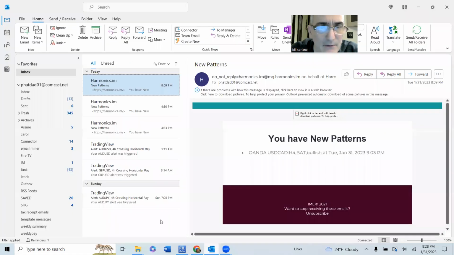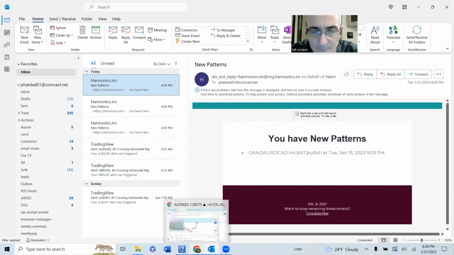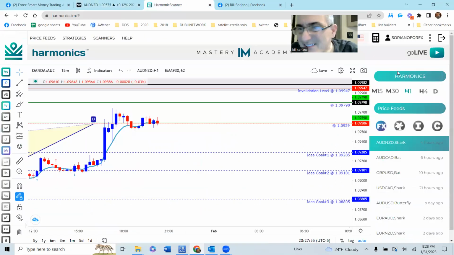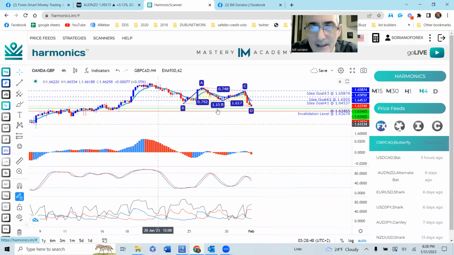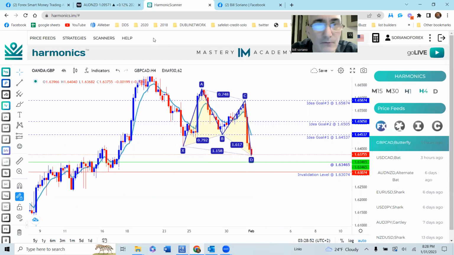Now, let's see what else we have here, right? We talked about UCAD. We didn't look at UCAD yet. So UCAD, we got a bullish harmonic on the 4-hour chart here. So let's see what this looks like. We look at the 4-hour scans. I don't know, UCAD wasn't the last one to come out. For some reason, I'm not getting notified about this GBP-CAD. So let's look at this one, because this has come out on the 4-hour. It's a 4-hour scan.